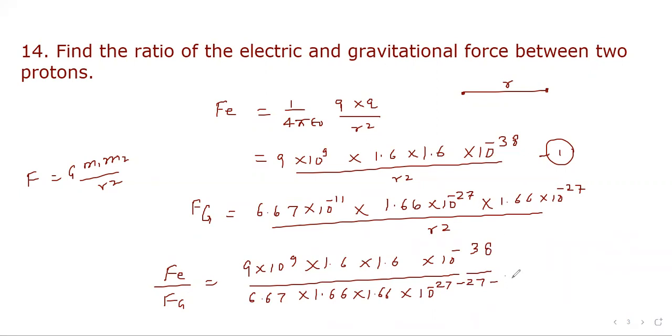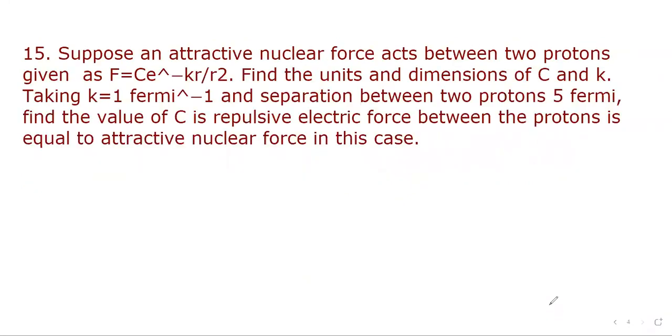So if we simplify, it will become 23.04 divided by 18.37 into 10 to the power minus 29 plus 65. So this will come out to be 1.254 into 10 to the power 36. Let's go to the next question.